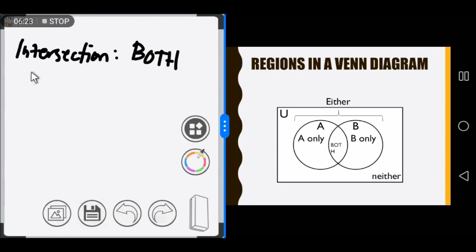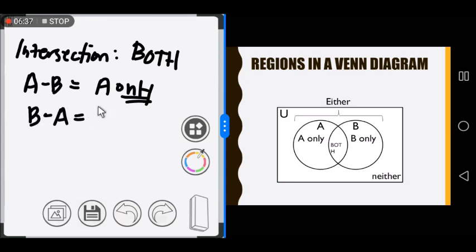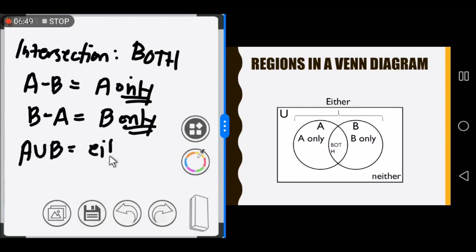For difference, A minus B, the keyword there is A only. Then, for the unique elements of B, or B minus A, we have B only. For A union B, we have either. And for neither, it means the opposite of this: universal set minus A union B. Okay, this is neither.